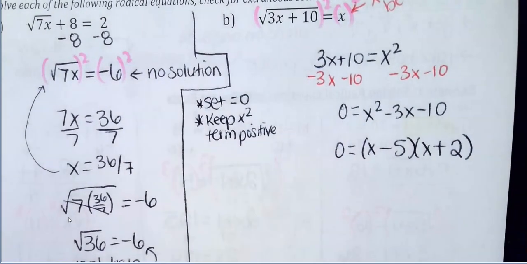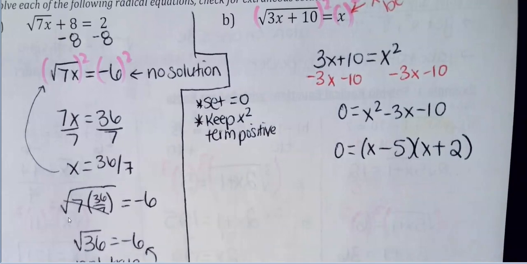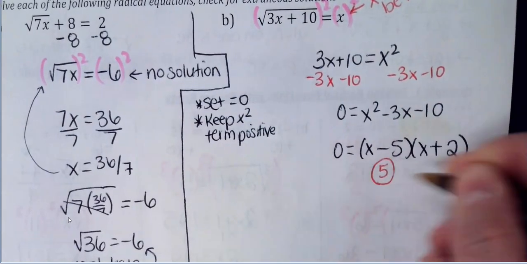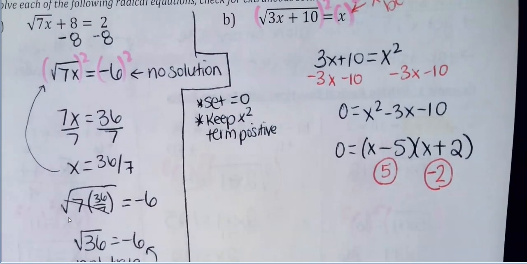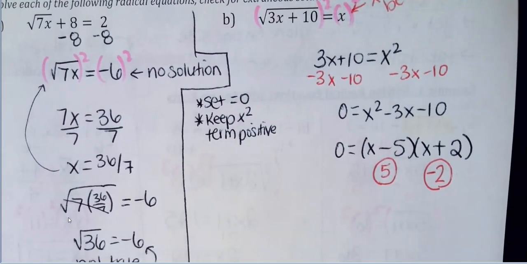You said the actual answers to the question, which are going to be positive 5 and negative 2. It's what would set the parentheses equal to 0. So like if I have x minus 5, if I plug in 5, that would make it 0. X plus 2, if I plug in negative 2, that would make that 0. Okay, I know that's what you meant.